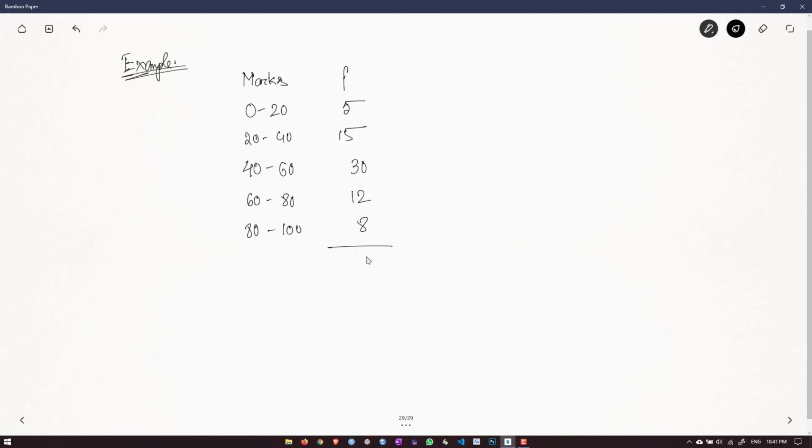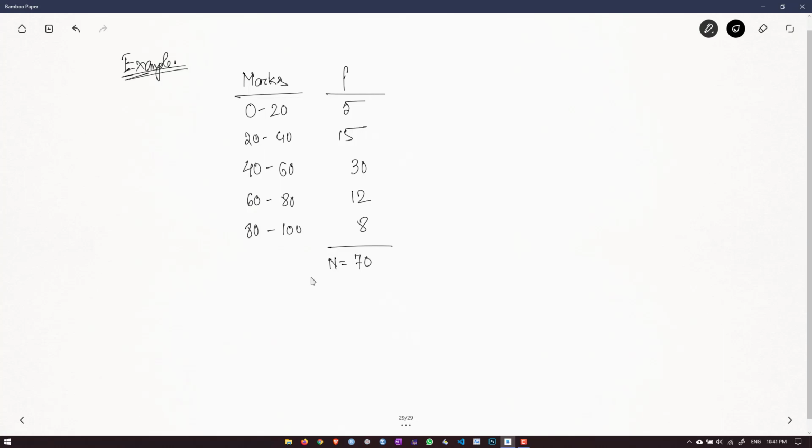So if I add this it will give you 70, right? That means this is the total frequency. Total frequency is 70. That means the situation is in a class there are 70 students, right? So they were subjected to an examination of 100 marks.